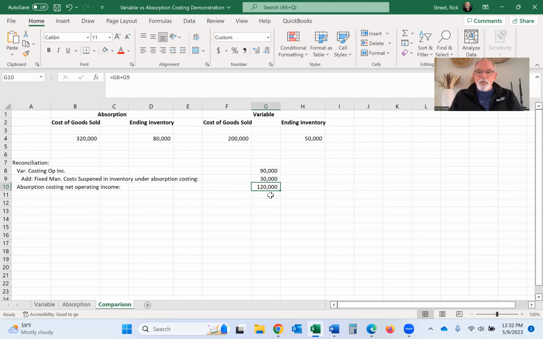We just reconciled our variable operating income into our absorption costing operating income. So I hope you understand this. You know, I can't see your faces, so I think sometimes certainly you understood it. But if you don't, ask a question in the discussion board and we can talk more about it. So let's just play with this for a second.